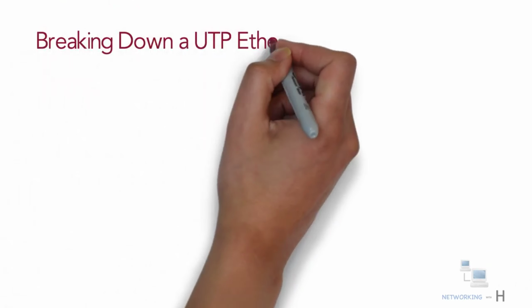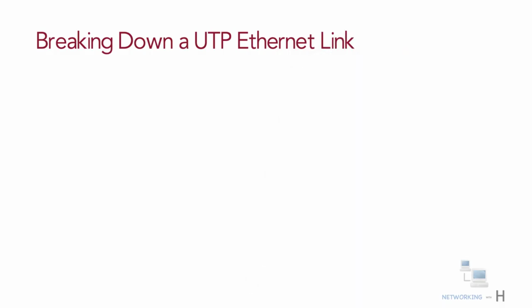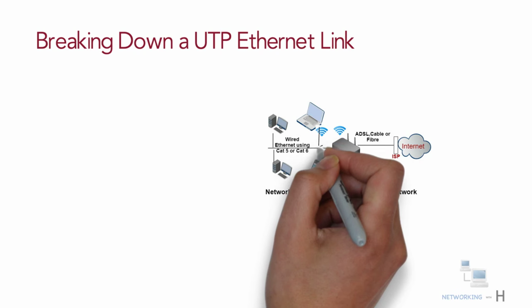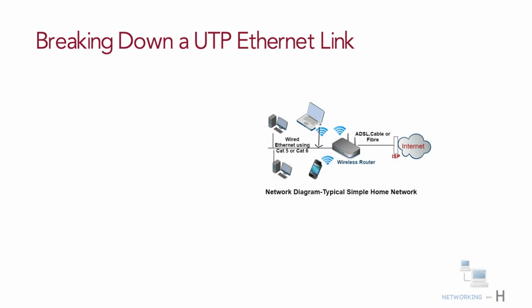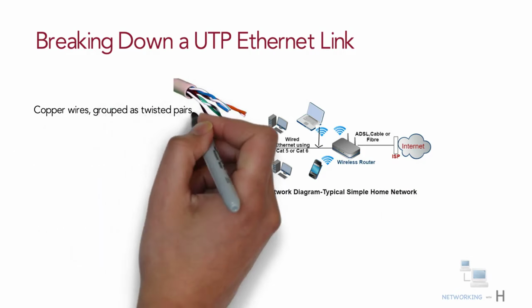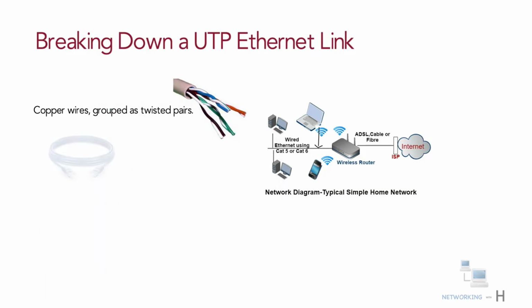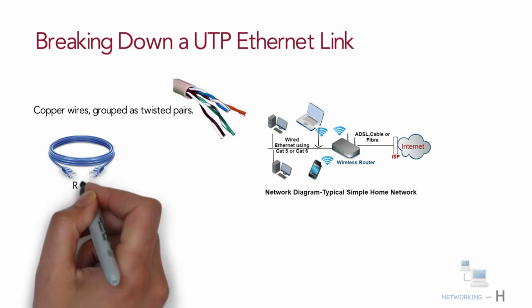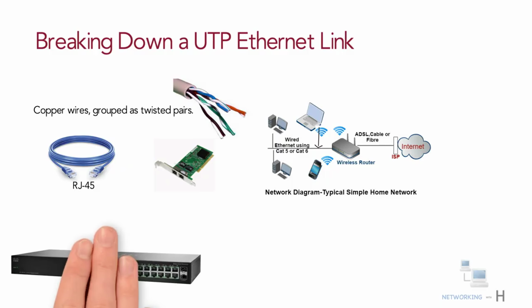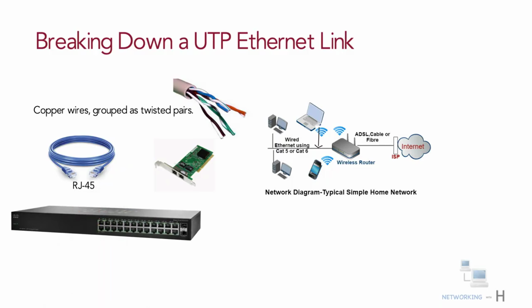Let's understand the physical components of a UTP link. The term Ethernet link refers to any physical cable between two Ethernet nodes. The cable holds some copper wires grouped as twisted pairs. Many Ethernet UTP cables use an RJ45 connector on both ends. To complete the physical link, each node needs an RJ45 Ethernet port that matches the RJ45 connector on the cable, so that the connectors on the end of the cable can connect to each node.